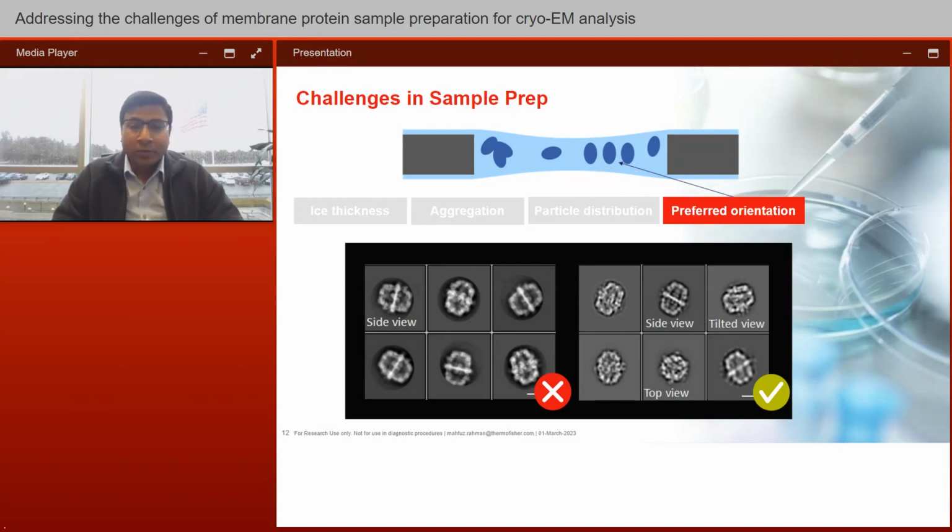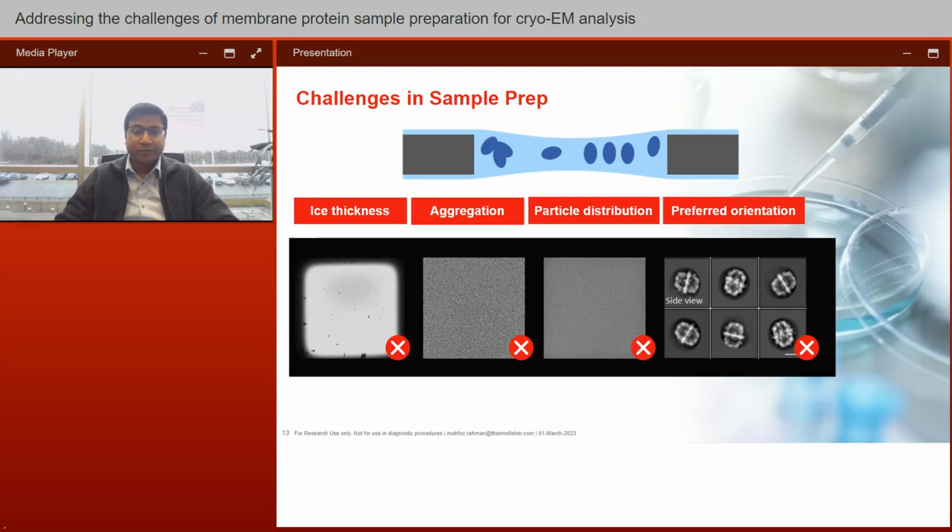Preferred orientation of the particles is a recurring problem in this field. The left figure is showing a 2D class of data where only the side view is present. In ideal data for high resolution structure information, particles should adopt random orientation.